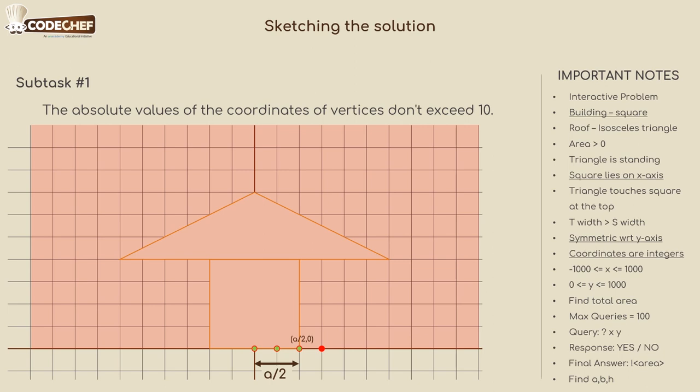Since the building is a square, the height will be a. We know that the triangle is standing, so the base will be at the bottom. Also, the triangle touches the square at the top, and the triangle width is greater than the square width. This condition guarantees us that if we iterate the point on line y equals a, then the first no will give us one of the vertices of the triangle.